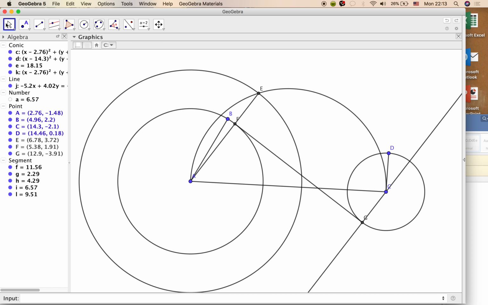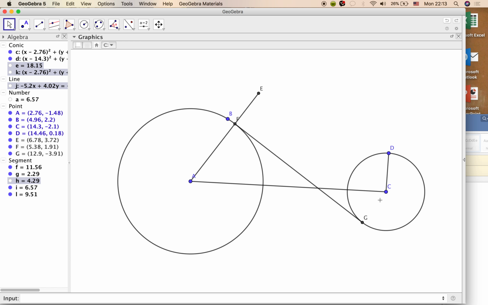First, let's hide everything we don't need to make our life easier. We don't need this, we don't need this, and this. Command G, and because I also want to hide point E, I will segmentize line segment AF and go back and select point E.